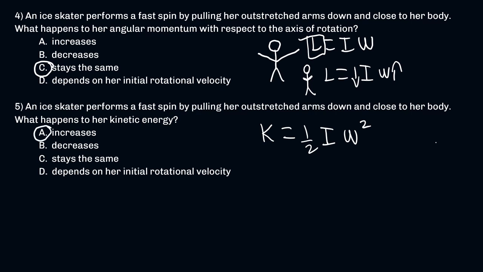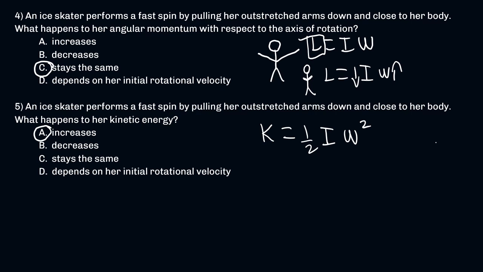Again, even though my moment of inertia is going down, my velocity is going up. That velocity is a squared factor, so it is going to go up at a greater rate than the moment of inertia is going down. So my kinetic energy is not going to end up being conserved there. And since the ice skater is getting faster as they move their arms closer to their body, they are going to continue to speed up, so the kinetic energy should increase.